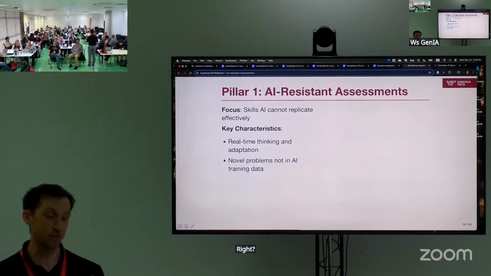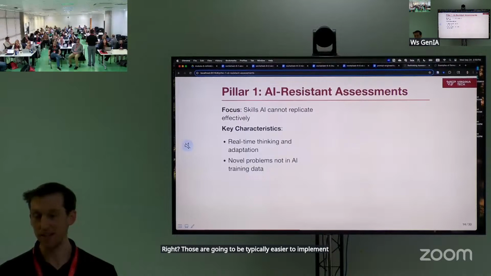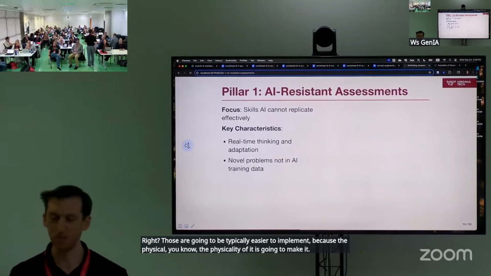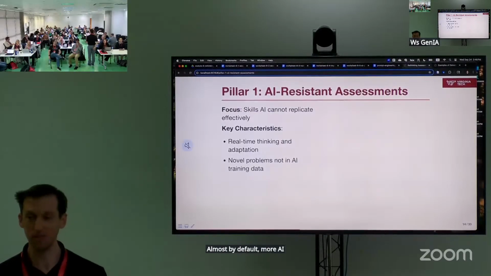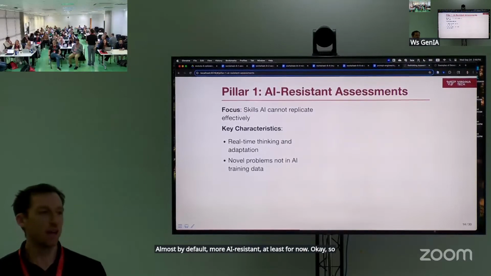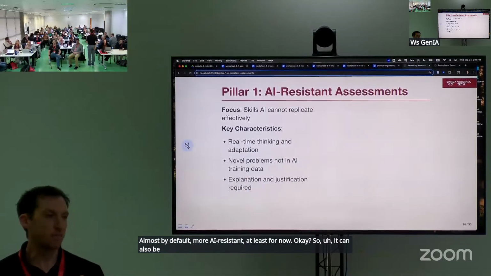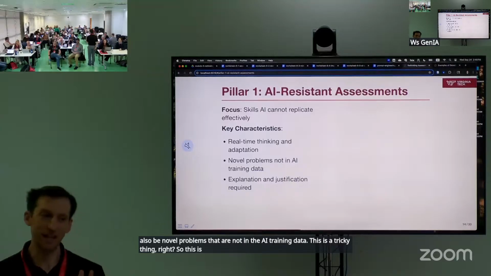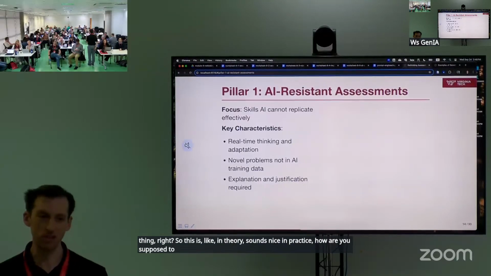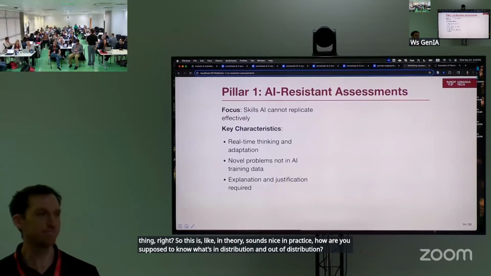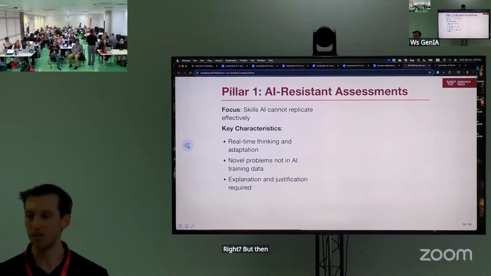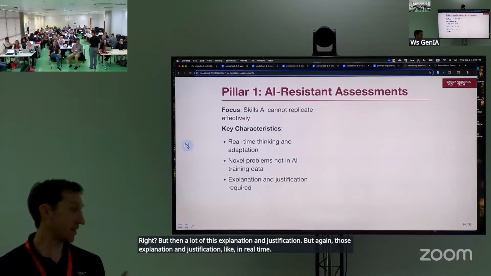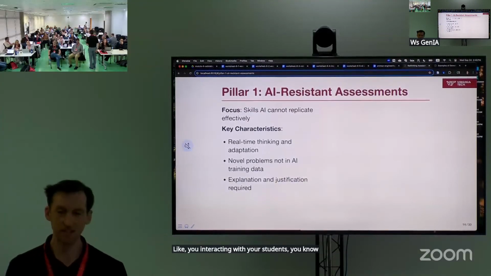Those are going to be typically easier to implement because the physicality of it is going to make it almost by default more AI resistant, at least for now. It can also be novel problems that are not in the AI training data. This is a tricky thing. In theory, it sounds nice. In practice, how are you supposed to know what's in distribution and out of distribution? But then a lot of this is explanation and justification, in real time, you interacting with your students face to face.